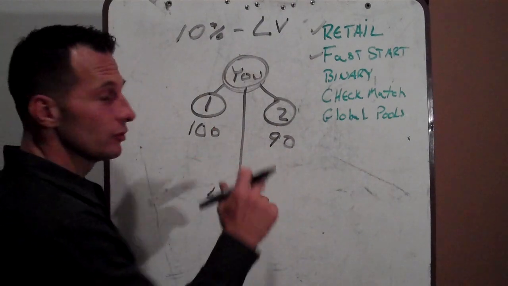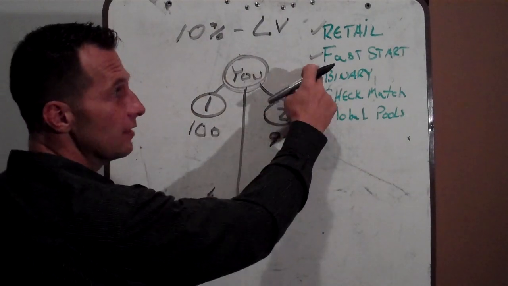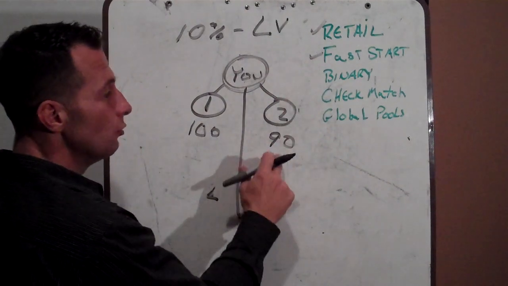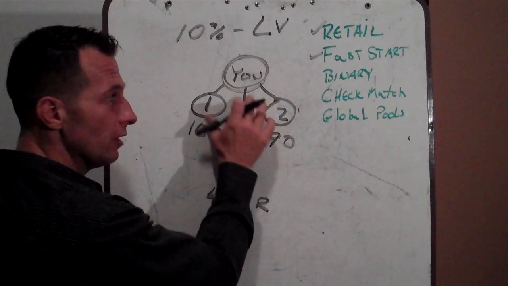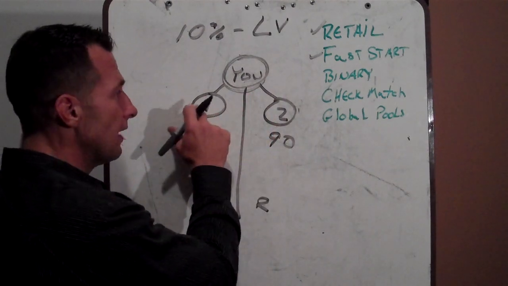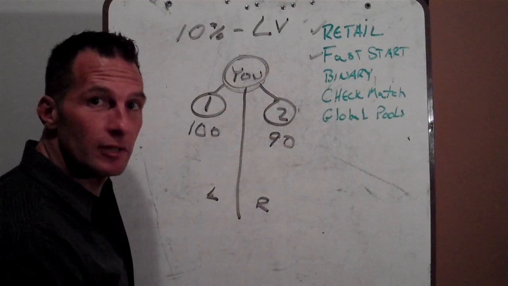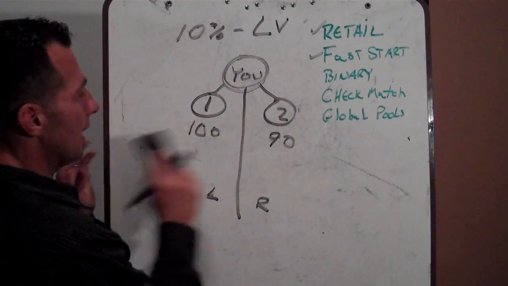Now if you happen to personally sponsor both those people, you would have made the fast starts, but you would have also made the binary bonus on the lesser leg volume because you did the requirements of having someone on your left and someone on your right. Okay, so no matter what, you have to have a left and a right.